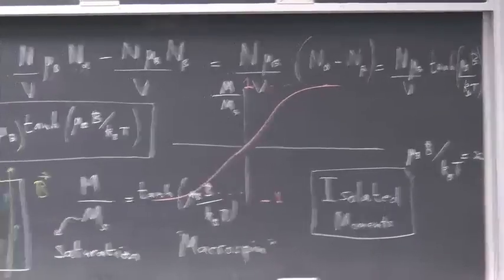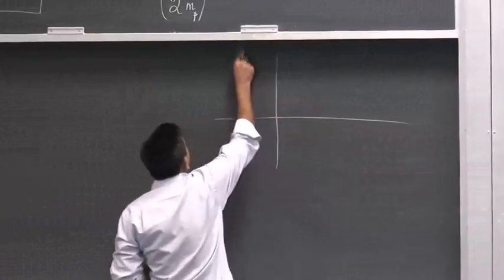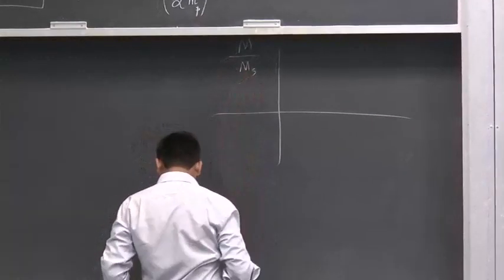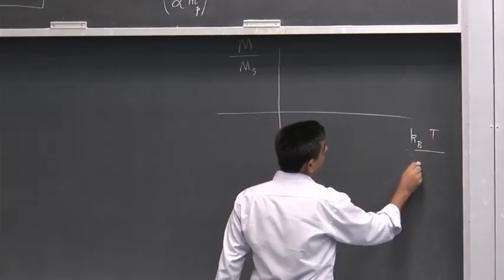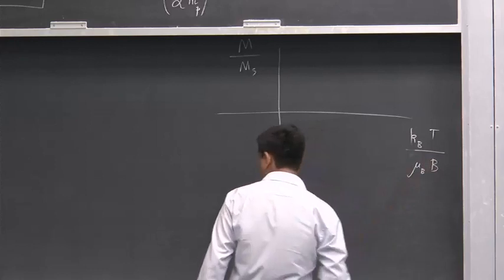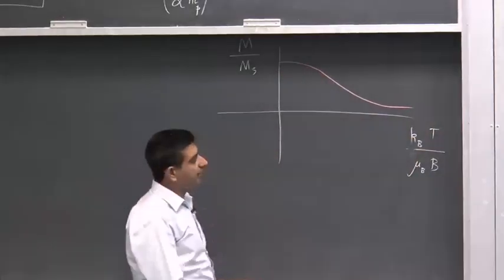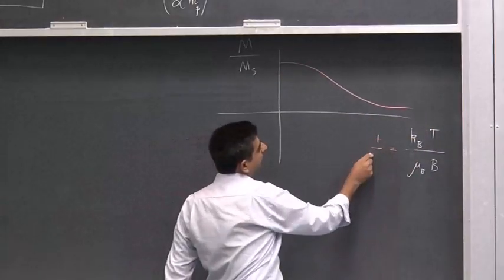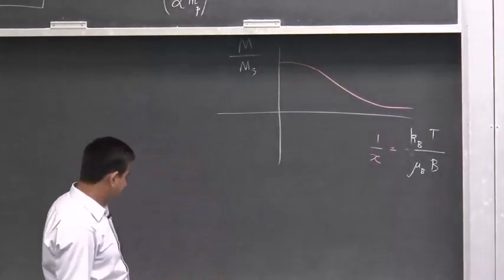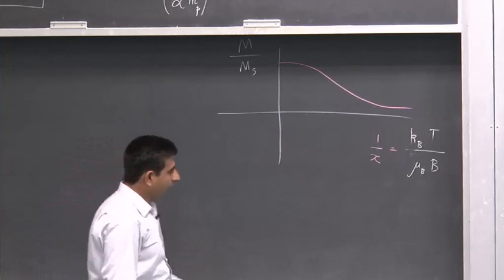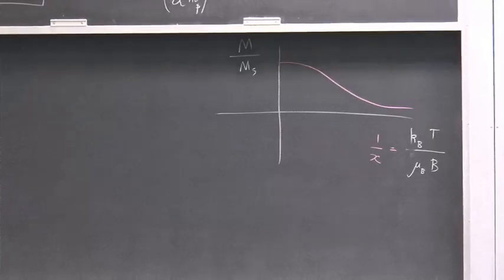Okay, just one thing, if I had a computer, it would be better to show that if I were to plot M over Ms versus 1 over x, that is versus kBT over mu B B, the kind of graph that I will get is like this. So if I plot versus 1 over x, this is what I will get. As the temperature goes up, the magnetization drops. This you could do in Mathematica or any software of your choice. Now let's look at the high temperature approximation.